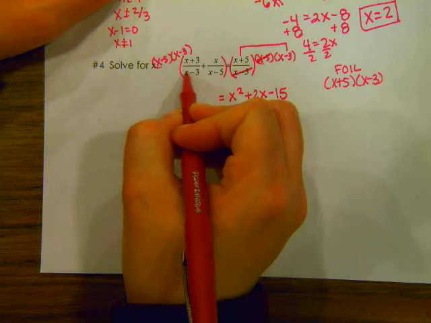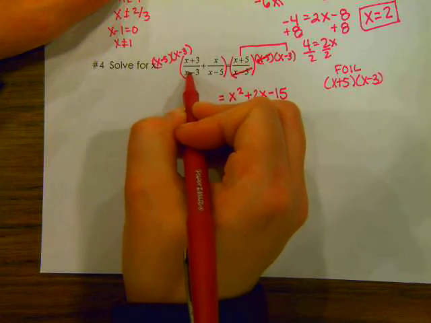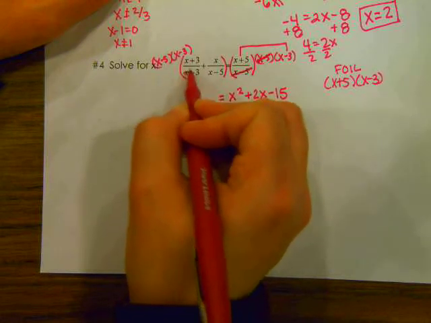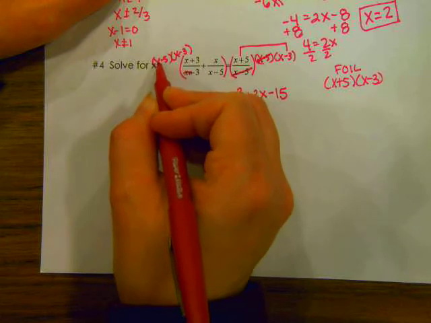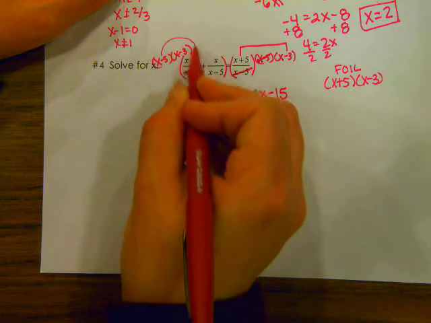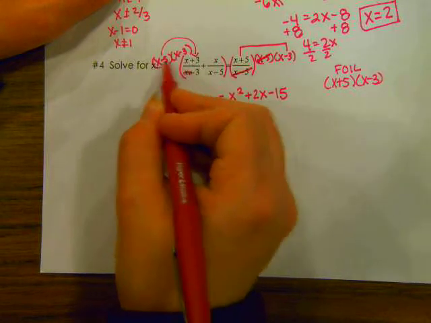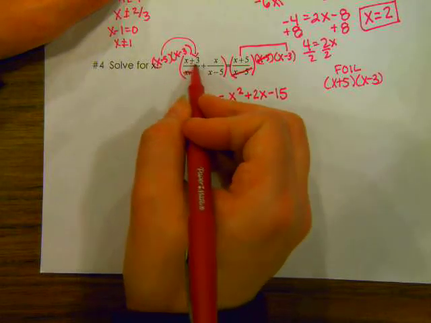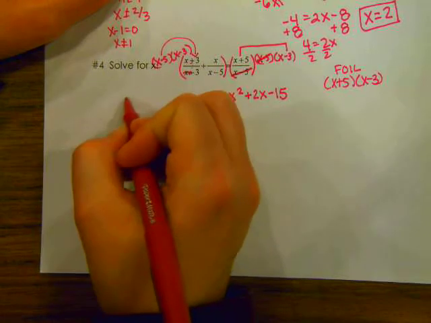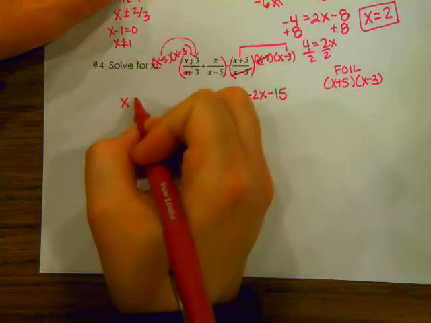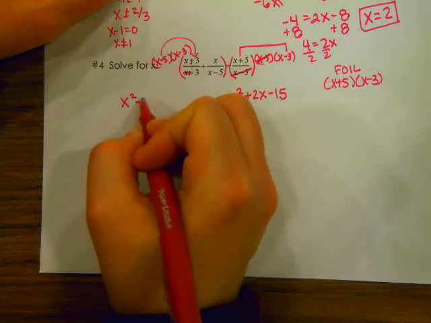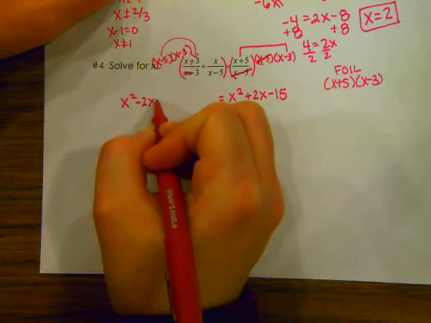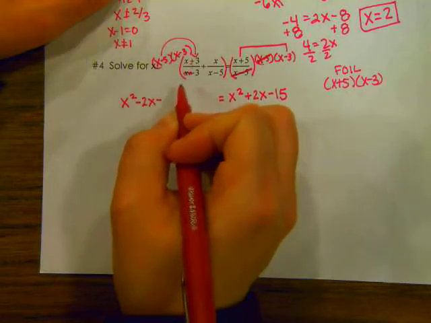Notice here, the x minus 3's will cancel each other out, from top to bottom. But that still leaves you with x minus 5 times x plus 3. So you're going to have to FOIL these two binomials. When I do that, I got x squared minus 2x minus 15. Oh, no, I'm sorry. Yeah, minus 15.